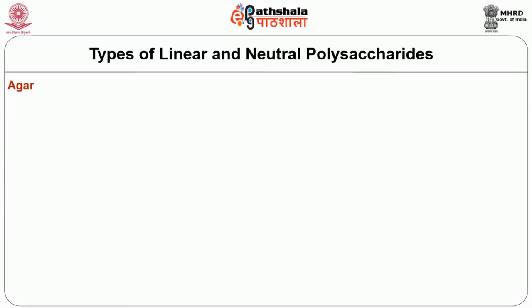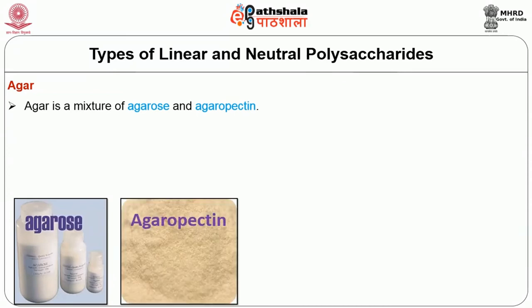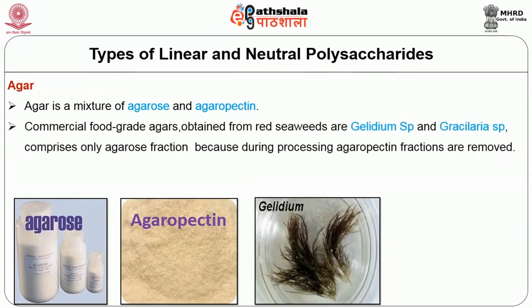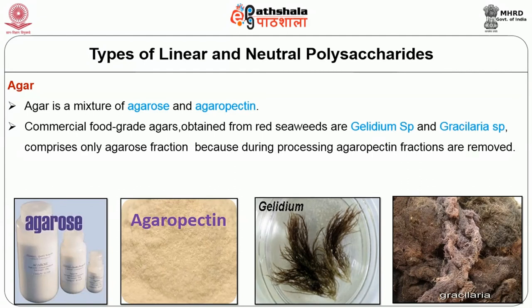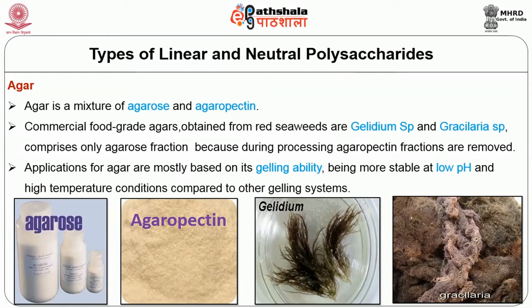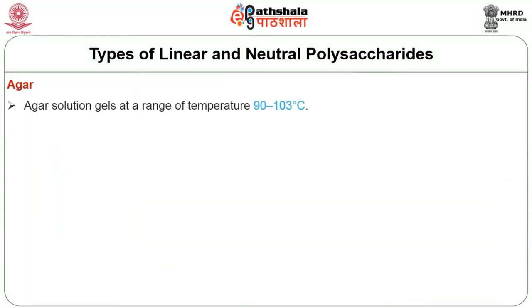First one is agar. Agar is a mixture of agarose and agaropectin. Commercial food grade agars obtained from red seaweeds, Gelidium species and Gracilaria species, comprise only the agarose fraction because during processing agaropectin fractions are removed. Applications for agar are mostly based on its gelling ability, being more stable at low pH and high temperature conditions compared to other gelling systems. Agar solution gels at a temperature range of 90 to 103 degrees Celsius.